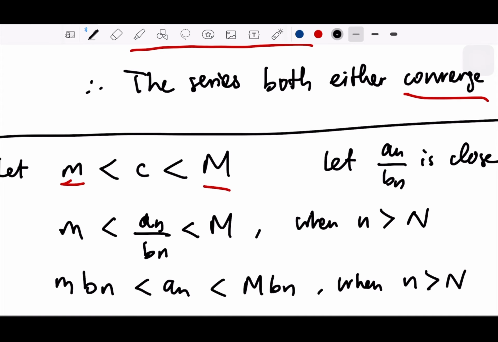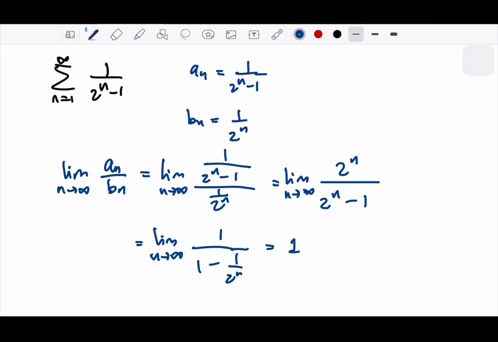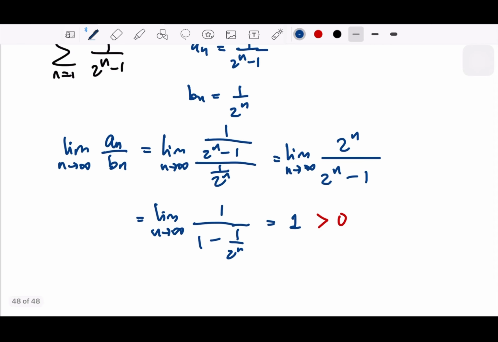Then we can take the limit and solve this limit. Don't forget the limit. Then this will be equal to 1, and this is greater than 0. It's positive, so we can conclude that the limit exists.